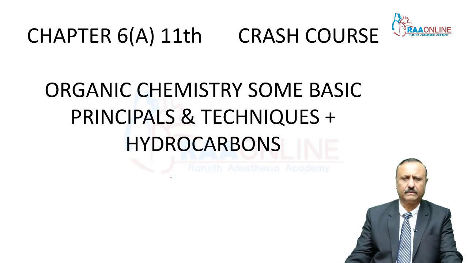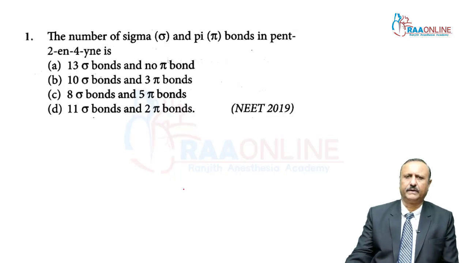Now we take question number 1. This question number 1 was asked in NEET 2019, my dear students. And what is the question? The question is: the number of sigma and pi bonds in pent-2-en-4-yne is.